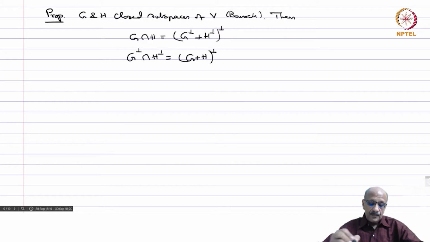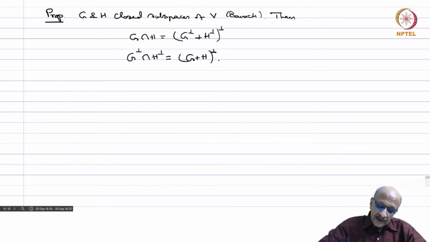So the second statement is almost obvious. Something that kills both G and H will kill all of G plus H, so it will belong to G plus H perp. If something is in G plus H perp, in particular it will kill all of G and it will kill all of H, so it is in both G perp intersection H perp. So this one is obvious.